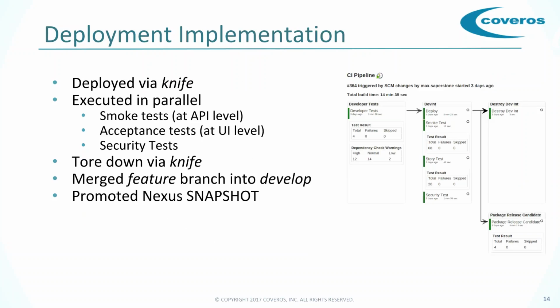So again, we deployed everything out with the plugin, and then what we wanted to do was actually run some real tests. And this is where we started getting some pretty good feedback. We had our smoke tests, which were done at our API level, and I'm going to talk a little bit more about our smoke and our deployment tests later on. We had our acceptance tests. They were at the UI level, and we had some relatively simple security tests.